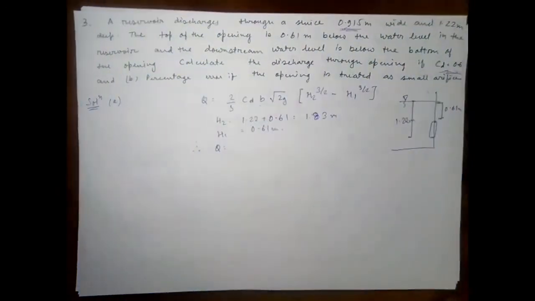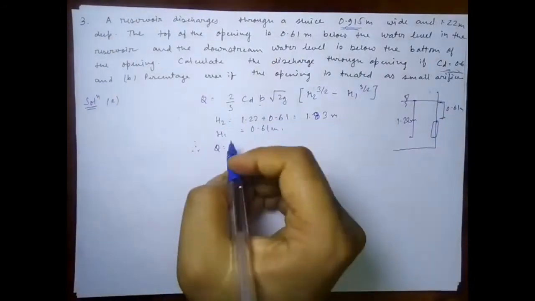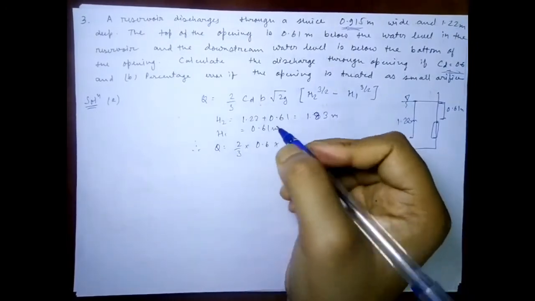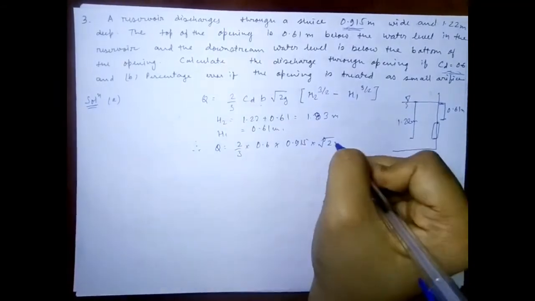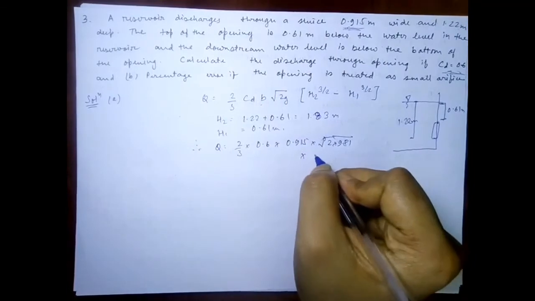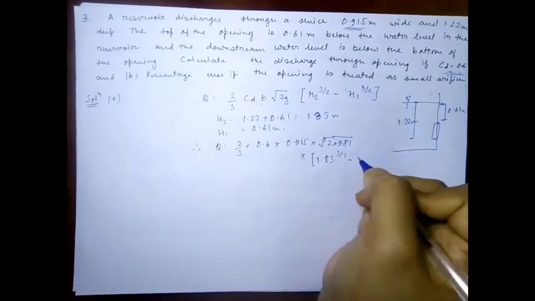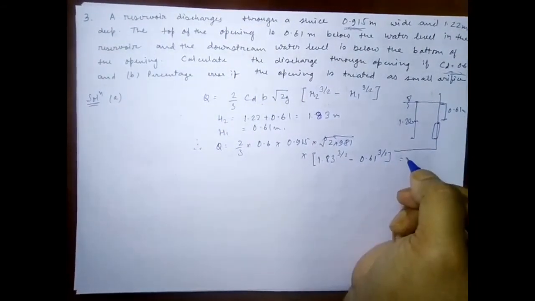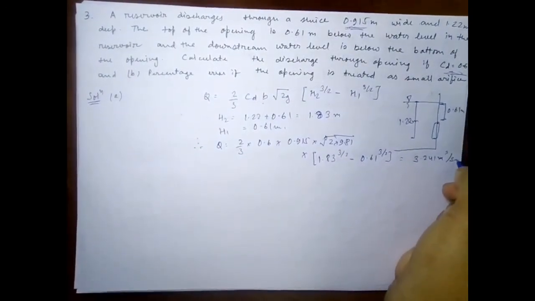Therefore Q will be equal to 2 by 3 times 0.6 times B is 0.915 times root 2 times 9.81 multiplied by H2 is 1.83 to the power 3 by 2 minus H1 is 0.61 to the power 3 by 2, and this discharge will be coming as 3.241 meter cubed per second.